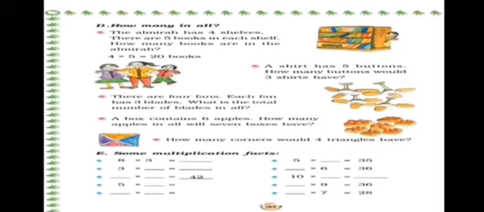A shirt has 5 buttons. How many buttons would 3 shirts have? So a shirt is having 5 buttons. So instead of doing 5 plus 5 plus 5, simply we can do 5 3s are 15. So 15 is the answer. There are 4 fans. Each fan has 3 blades. So what is the total number of blades in all? So 4 3s are 12.